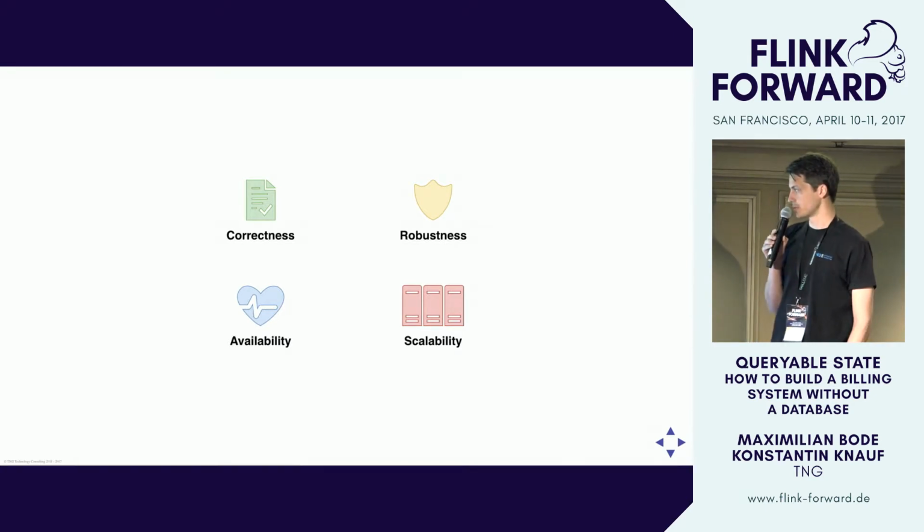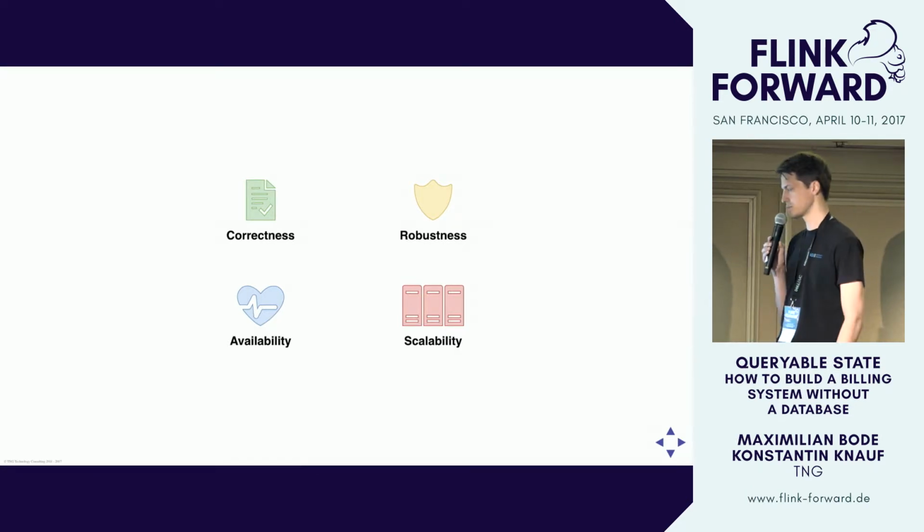So what are some important quality goals we have there? There's correctness. That is the most important one. You want these bills to be correct. If they are too high, customers will complain. If they're too low, you will lose money. Actually, you will lose money in either way.